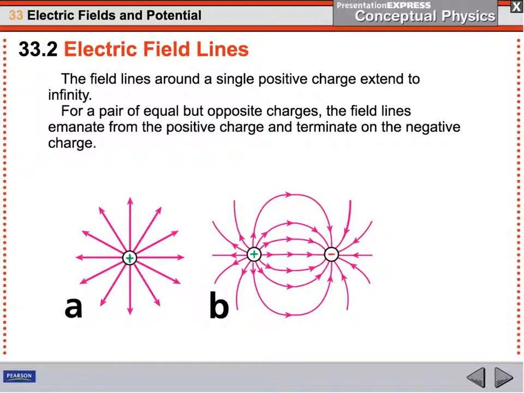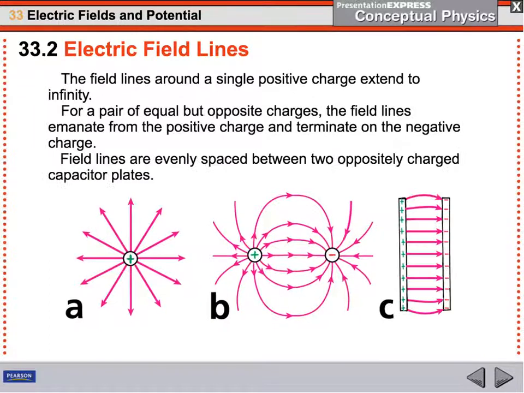For a pair of equal but opposite charges, the field lines emanate from the positive charge and terminate in the negative charge. Since we use a positive charge to test this, everything is going to be moving towards the negative. All the arrows go towards the negative and away from the positive.